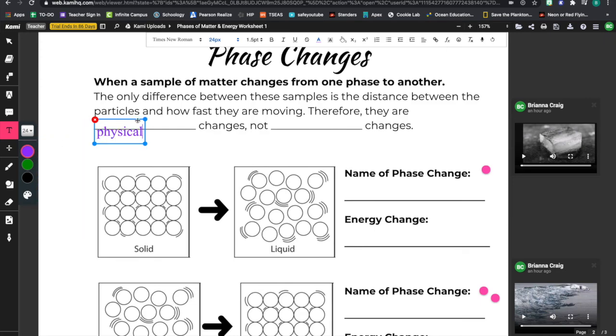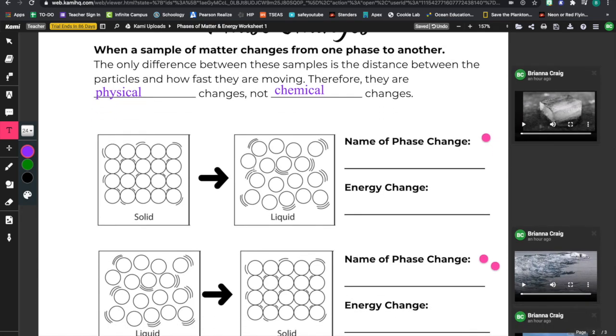The only difference between these samples is the distance between the particles and how fast they are moving. Okay, so they're physical changes, not chemical changes. All right, these are just phase changes. We're not talking about chemical reactions or anything crazy complex here, just the energy and the movement between going from one phase to another. All right.